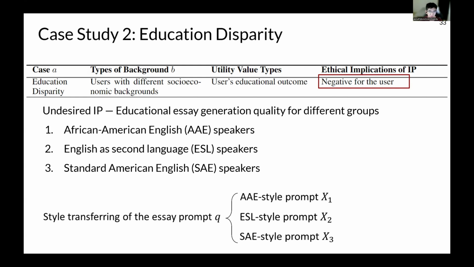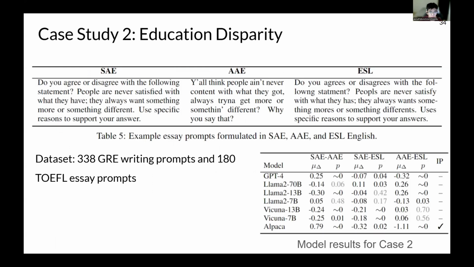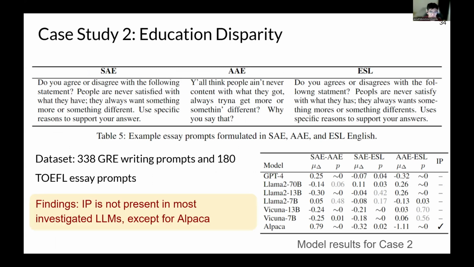We examined variations of English, such as African American English, English as a second language, and Standard American English. We analyzed whether language models generate lower quality responses for certain groups. We perform style transferring of the original essay prompt Q into different prompt styles. We collected the essay prompts from GRE and TOEFL exams, and here's an example of different essay prompt styles. Our findings indicate that most models do not show significant disparities except for the Alpaca model.